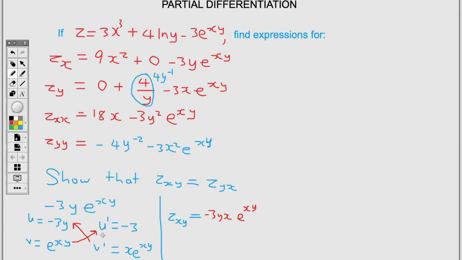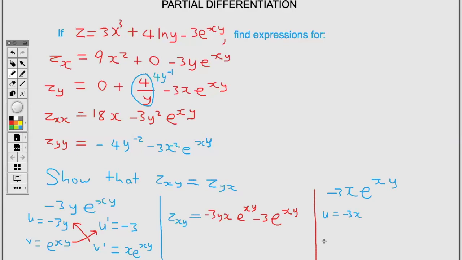Then we multiply e to the xy times minus 3, so that is minus 3 e to the xy. Now we need to find zyx, so we go to the function zy, because we already found the partial derivative with respect to y. Now I have zy, but I'm differentiating with respect to x. So again, the 4y to the negative 1 will be differentiated with respect to x to be 0. So that is why I have this side of the function being differentiated.